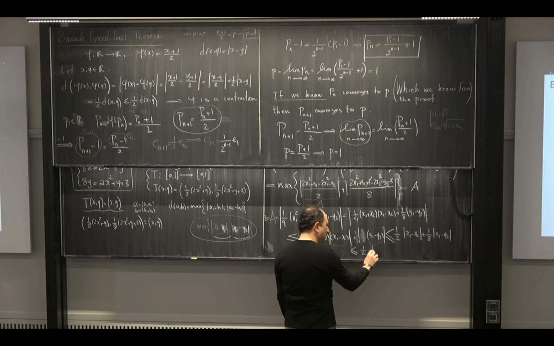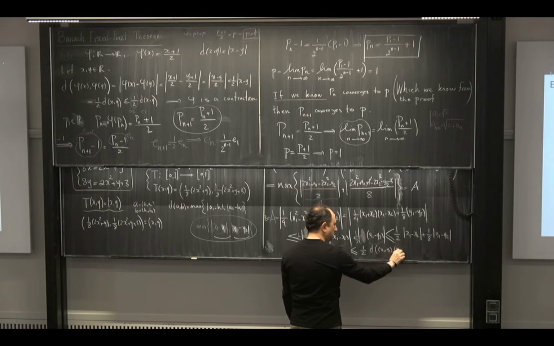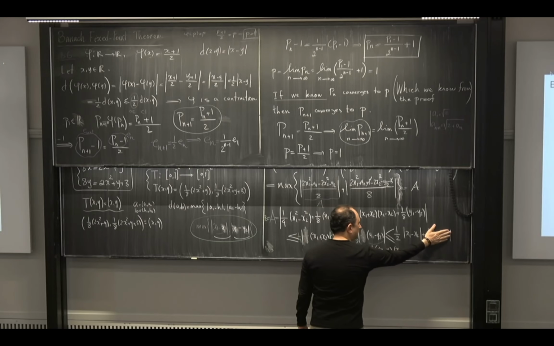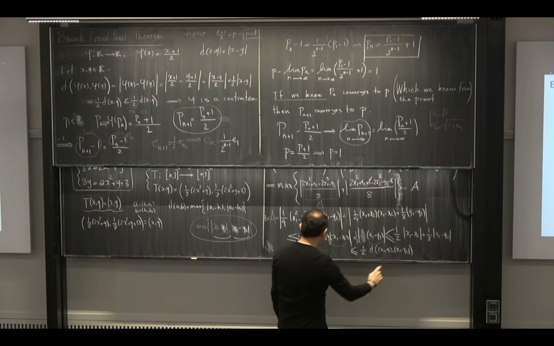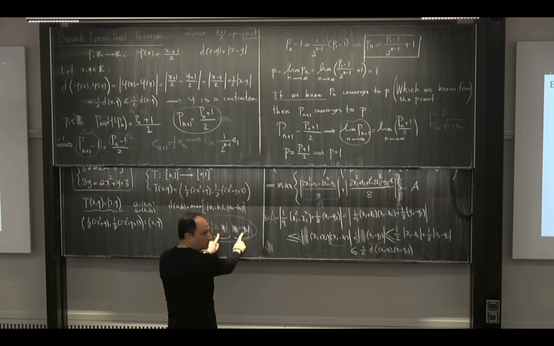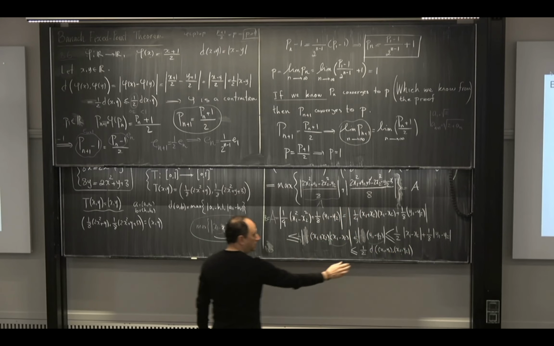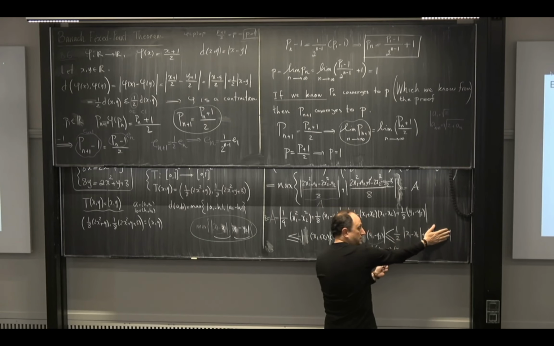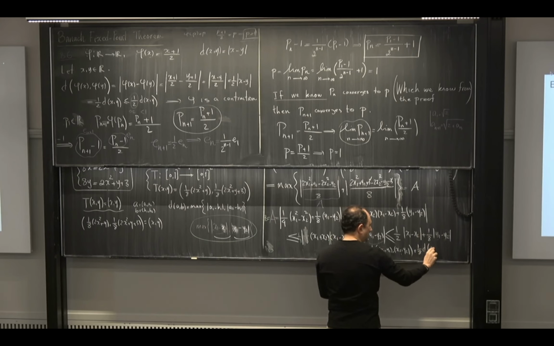Let me write something. Do you agree with this one? Yes? Because D is maximum of these two numbers. Is that right? So this one alone is smaller than this one. Do you agree? And this one alone is smaller than the same thing.